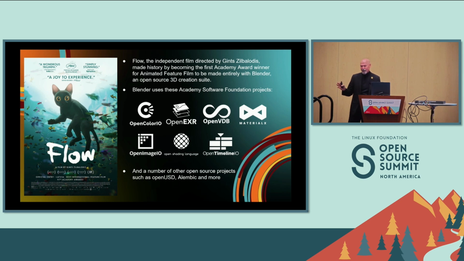We have to start with this news that you heard in Jim Zemlin's keynote on Monday, the movie Flow. We cannot understate how important this is in our motion picture industry, what was achieved by that team. Flow, one independent film project directed by Jin Zilbalodis, made history when it became the first Academy Award winner for animated feature film to be made entirely with open source software, with Blender, the open source 3D creation suite. No need to introduce Blender, you all know about it.